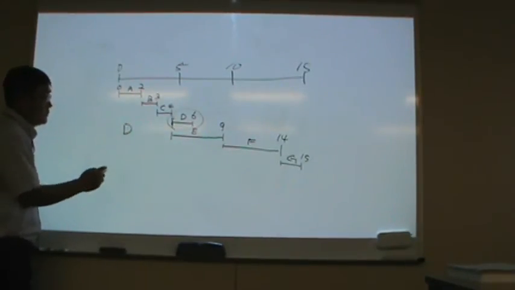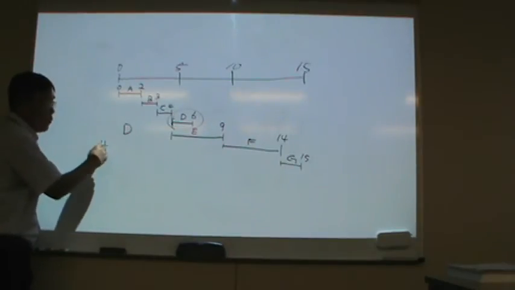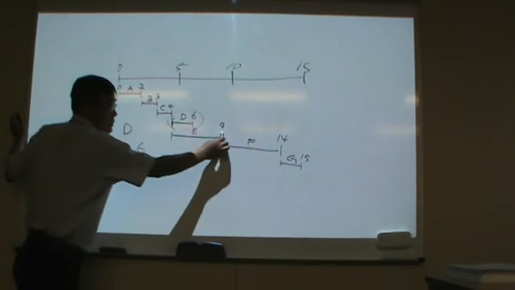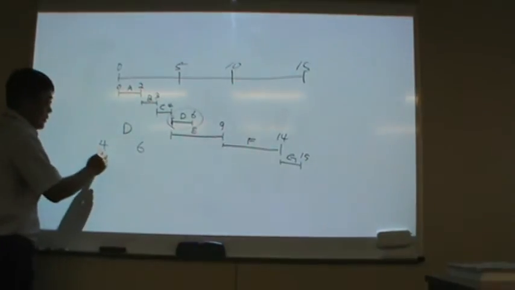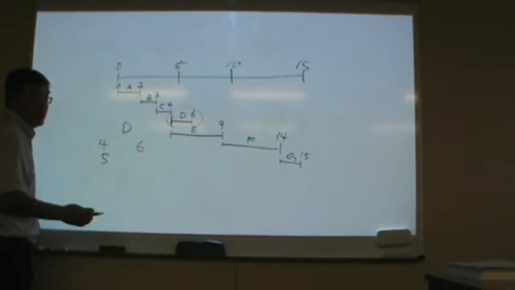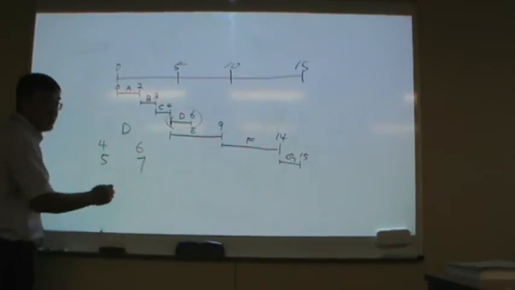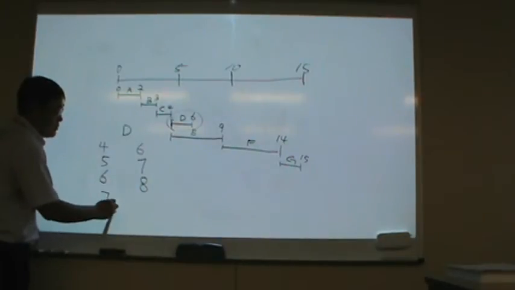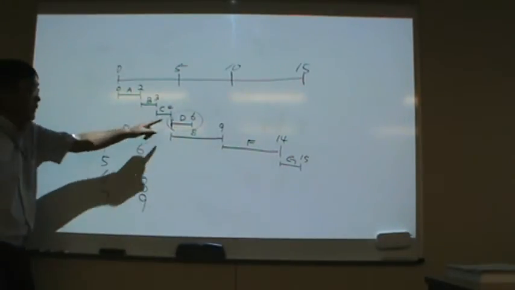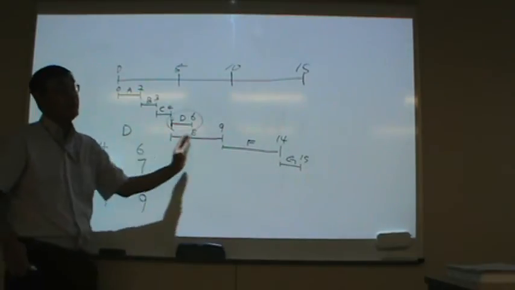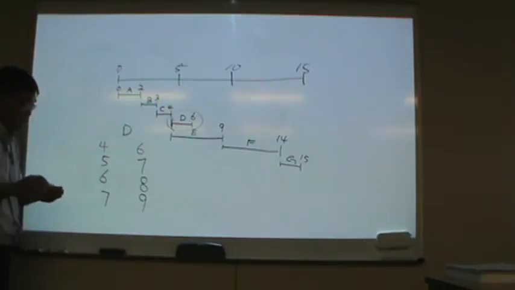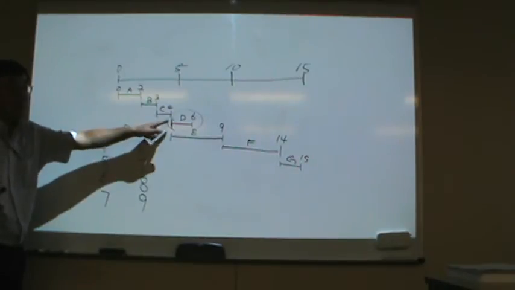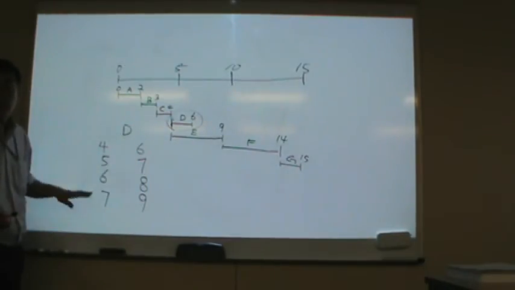If activity D starts at 4, it finishes at 6, right? Because this one is 9, right? And if this one starts at 5, it finishes at 7, because it uses 2 weeks. 6, 8, 7, 9, right? If D starts at 8, then the project is delayed, right? So for the possible and feasible start and finish times for D, there are 4 sets, right?